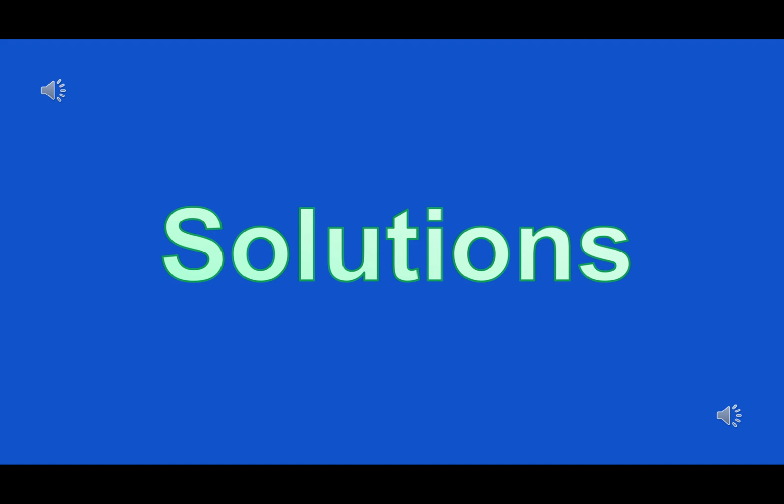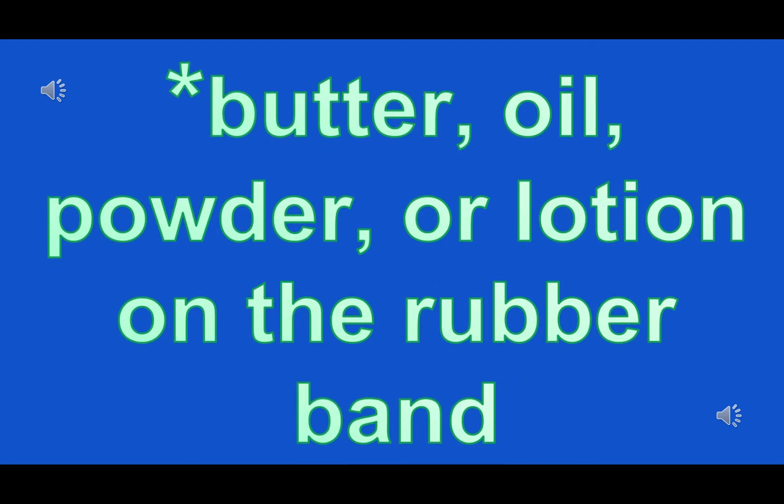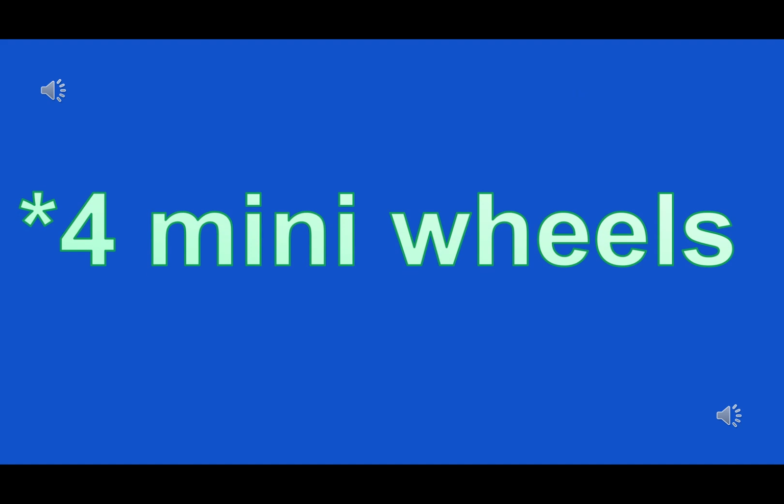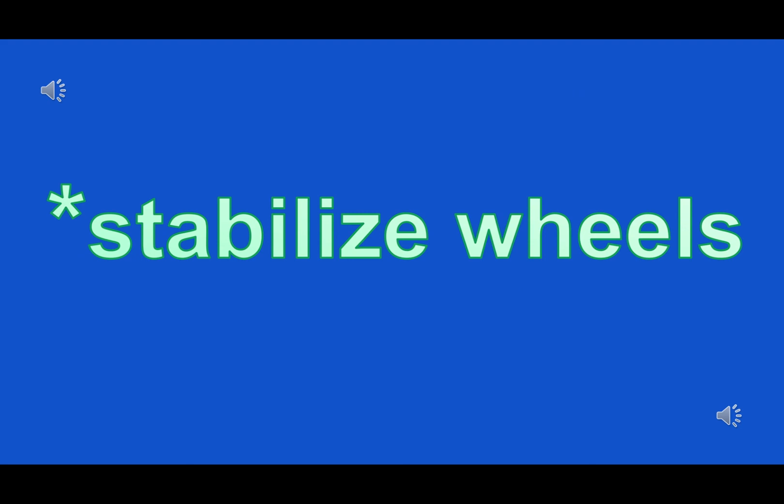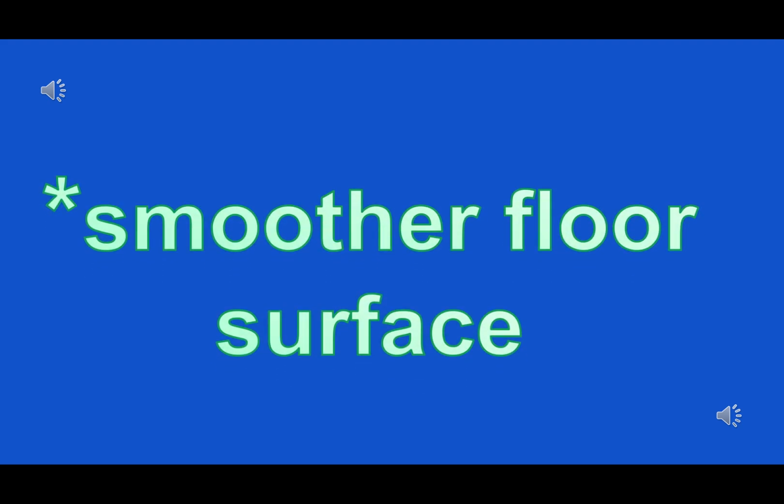Solutions. Some of the solutions the students came up with were they could butter, oil, powder, or put lotion on the rubber band to keep it from sticking to itself. They could have 4 mini wheels instead of 2 giant wheels. They could stabilize the wheels to keep them from being wobbly. They could have a smoother floor surface to help the cars go faster.